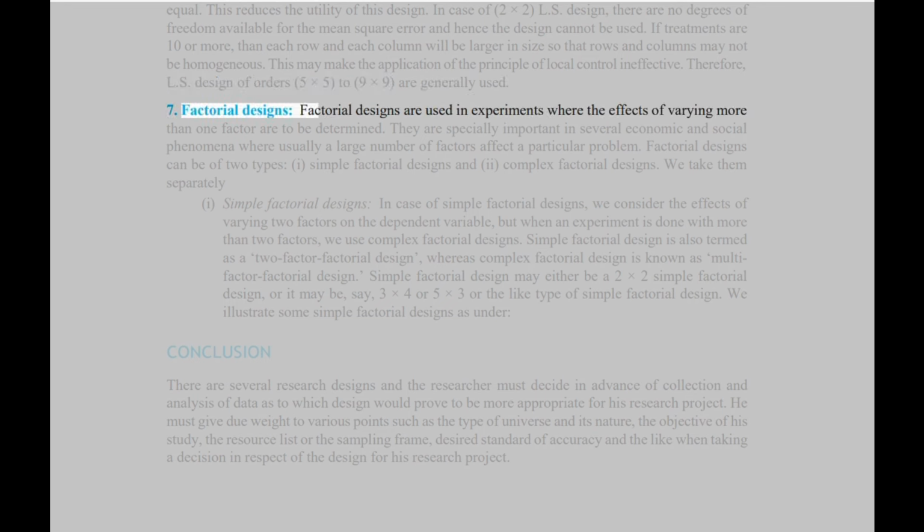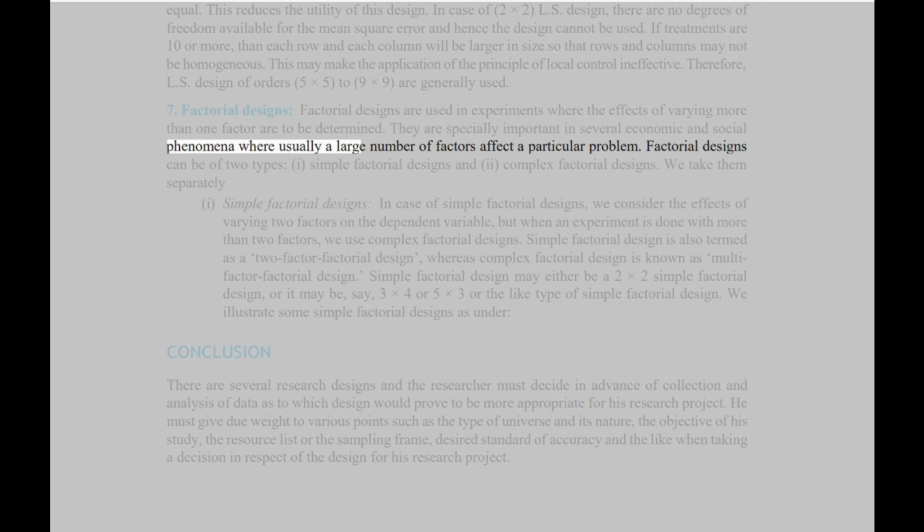7. Factorial designs. Factorial designs are used in experiments where the effects of varying more than one factor are to be determined. They are especially important in several economic and social phenomena where usually a large number of factors affect a particular problem. Factorial designs can be of two types: 1. Simple factorial designs and 2. Complex factorial designs. We take them separately.